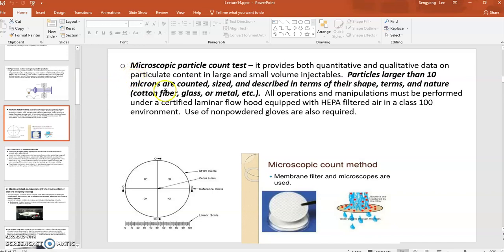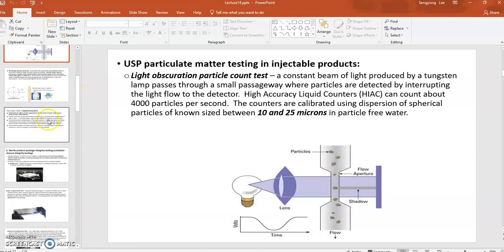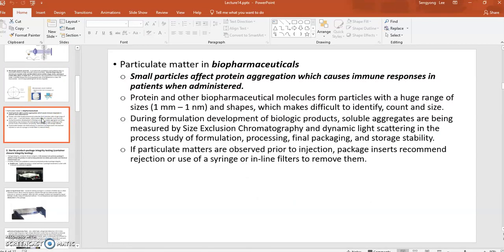So the microscopic particle count test is manually counting the particles under the microscope. The other one was what? The light obscuration particle count test. Two major methods to count the particles or particulates in your product.